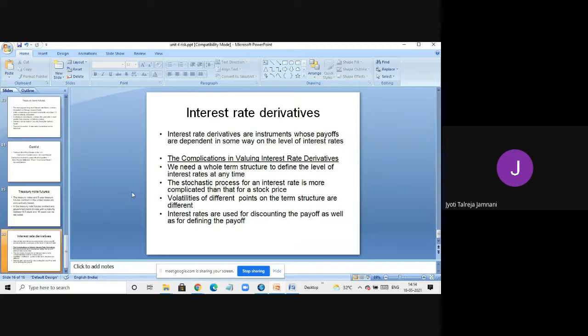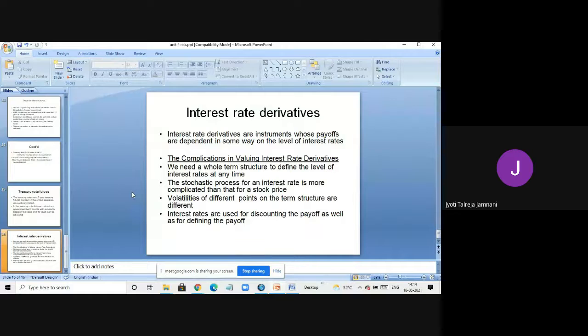And the volatilities are also too high because the interest rate keeps changing depending on the demand and supply of the loan, whereas the stock price doesn't change that often. The interest rate changes very often. So the volatility is a little more here.